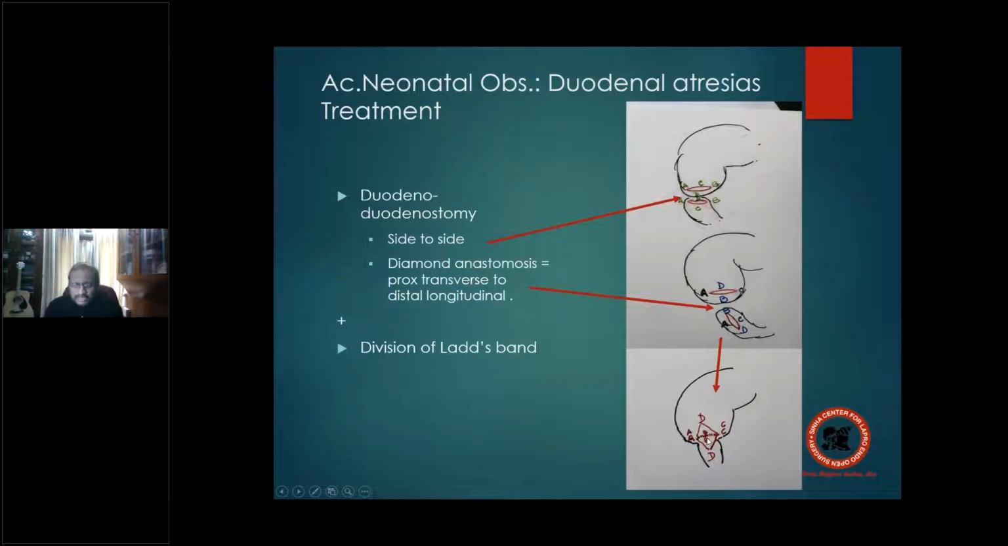So the anastomosis is done in two ways. One is a transverse side to side, where both of them are transverse. In the other, it is a diamond anastomosis: the proximal cut is transverse, and the distal cut is longitudinal. Along with that, always divide the Ladd's band, which we referred to last time, which is stretching from the parietal peritoneum across the duodenum in the malrotated gut into the ascending colon. So that is the Ladd's band for you. So you have to divide that. If you're doing a duodenal atresia and you find the Ladd's band is there, you also have to divide that.